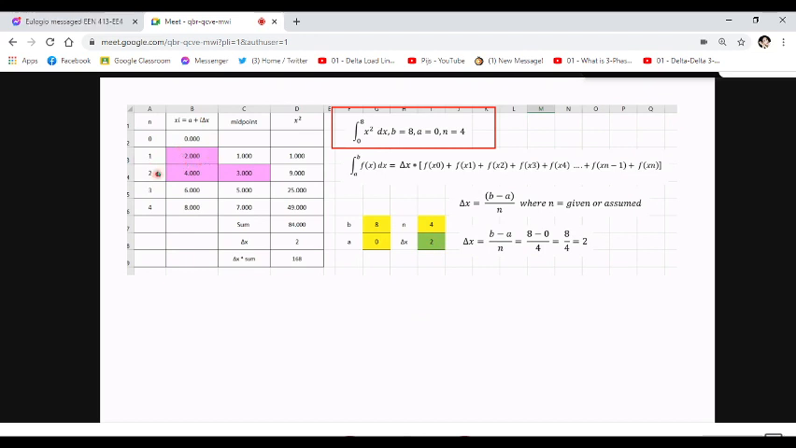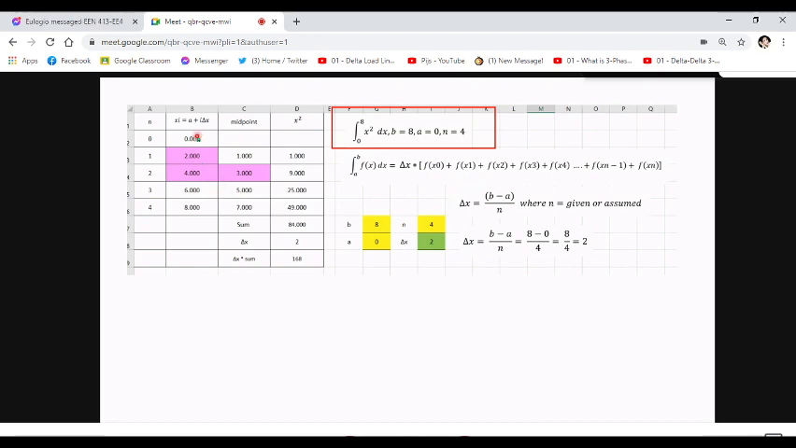If I is equal to 2, X is equal to 0 plus 2 times 2, that will be 4. If I is equal to 3, 0 plus 3 times 2, 6. 4 times 2 is equal to 8. Okay? Pasok ang formula dun, idadrag lang, makukuha yun. Anong sabi? Midpoint. Midpoint.